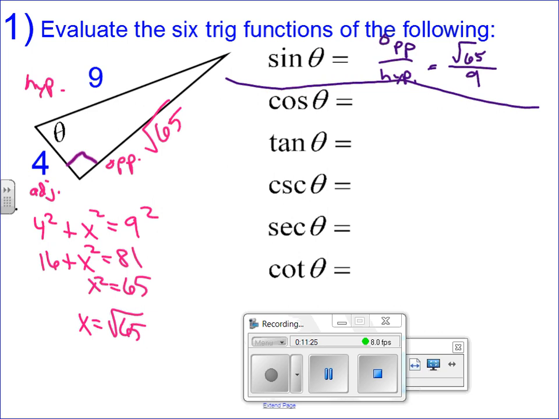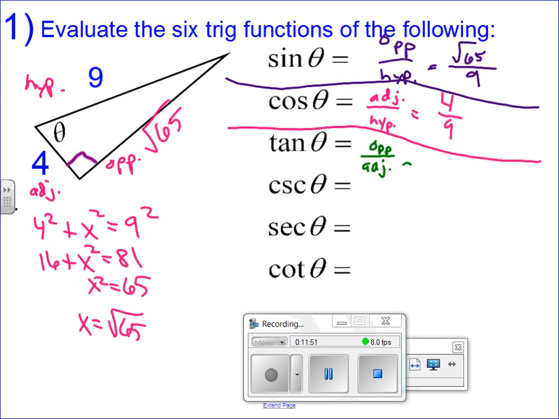All right, cosine theta. Let's use a new color. Adjacent side over hypotenuse. So what's my adjacent side? 4. And my hypotenuse side? 9. And that's it. You don't need to reduce that. You cannot reduce that, actually. Go with green. Tangent is opposite over adjacent. Radical 65 over 4.